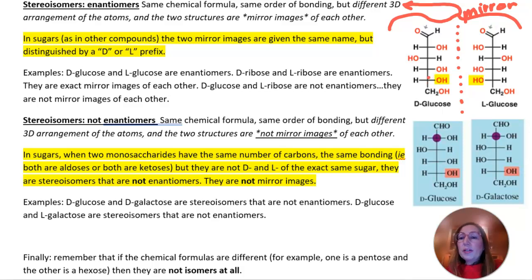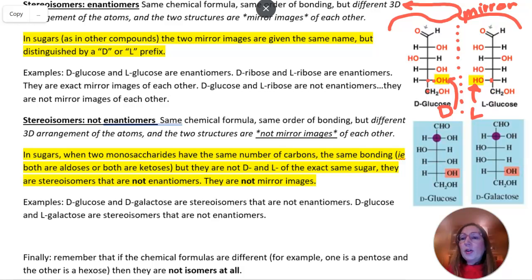Then if we move up to the next carbon on D-glucose, we have H on the left and OH on the right. That's what makes it D, that OH on the right, that bottom OH, or second from the bottom, if you will. And then L-glucose, again, we have CH2OH on the end, but if we move up to that next chiral carbon, we have OH on the left and H on the right. So that's what makes it L-glucose, because the OH is on the left.